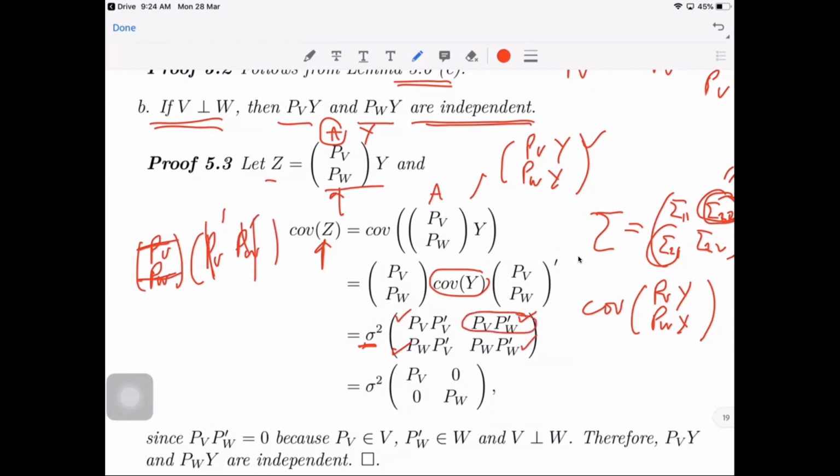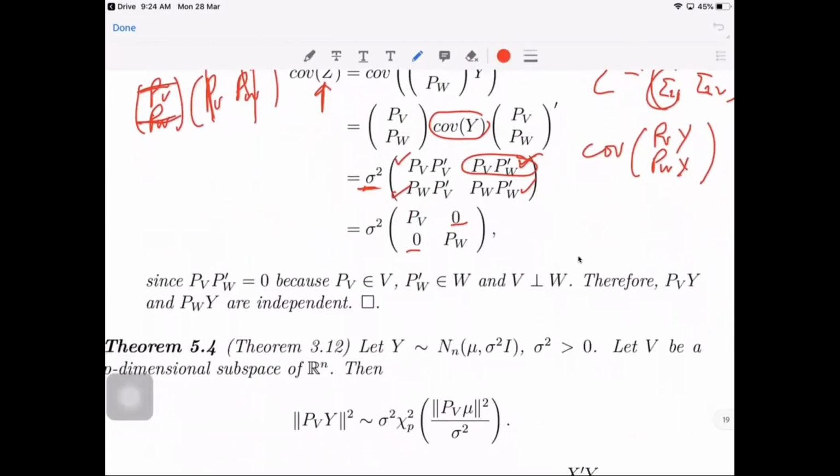Okay, so but by assumption, V is orthogonal to W, so the projection on V times the projection on W is just equal to 0. So that is equal to 0 because the projection onto V is an element of V, and the projection onto W is an element of W, and they are orthogonal. So this is 0. So we have shown that this is 0, therefore the off-diagonal entries of the covariance are 0.